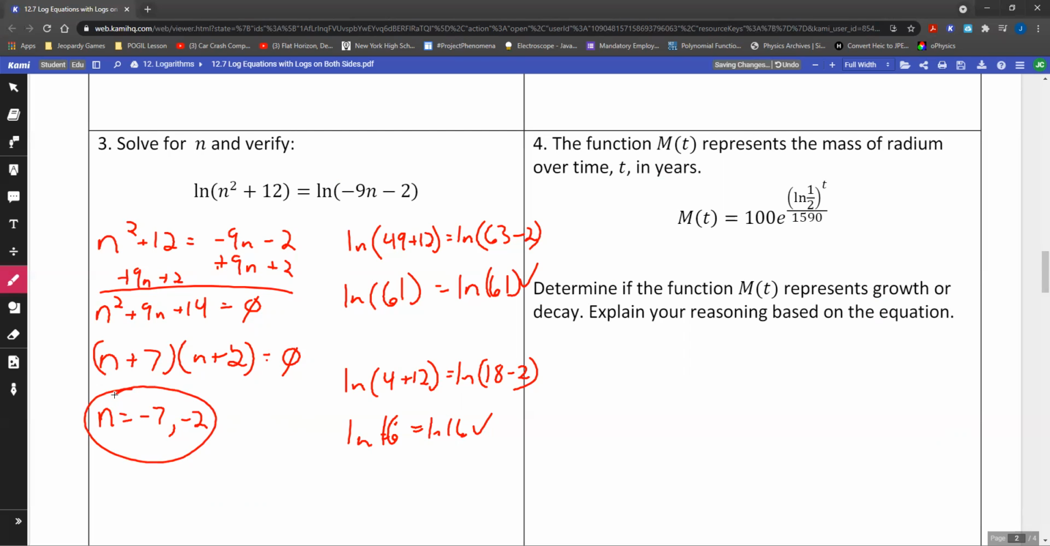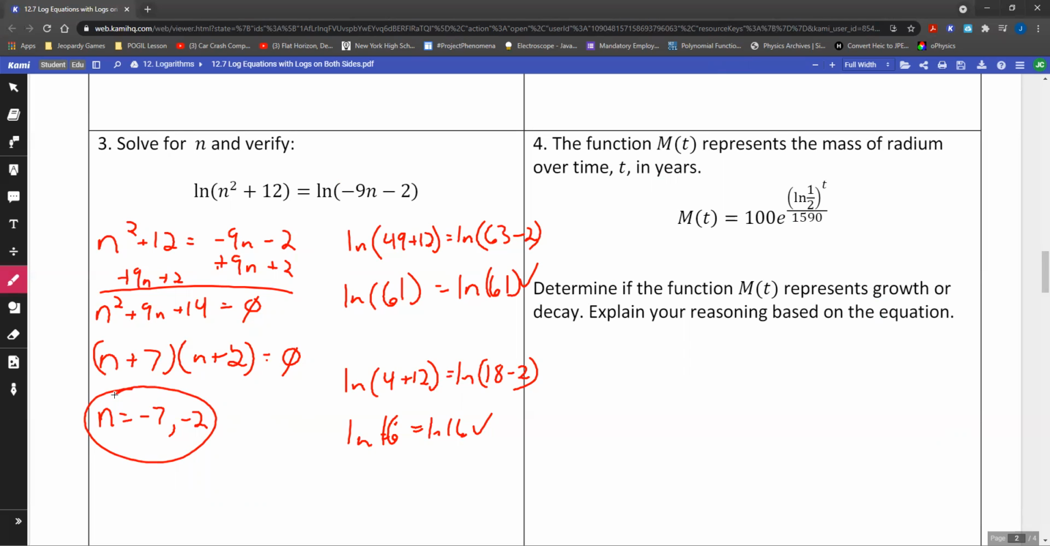All right, over here. So they want us to figure out whether this is going to be growth or decay. There's a few ways that we could go about doing this, but honestly, my recommendation is just to plug it into the calculator. Makes life significantly easier. So I'm just going to do that.